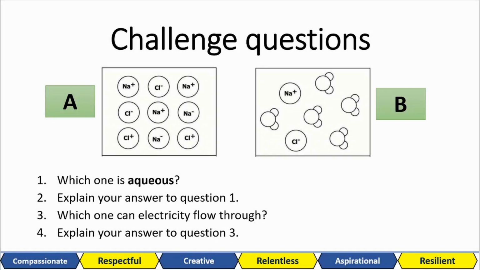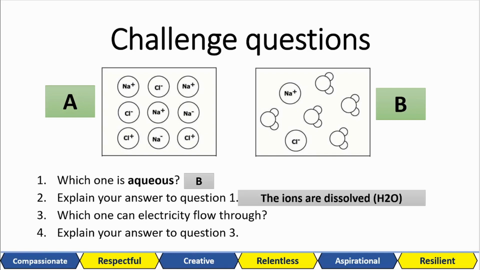Aqueous comes from the Latin word for water. If something's aqueous, it's dissolved in water. That means that B is the answer to the first question. The reason is because we can see water particles in the image. Whenever you see that Mickey Mouse looking structure, that thing there is water.